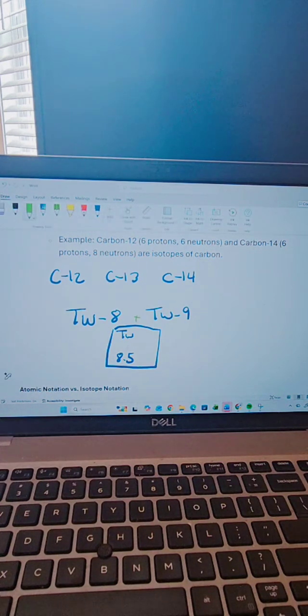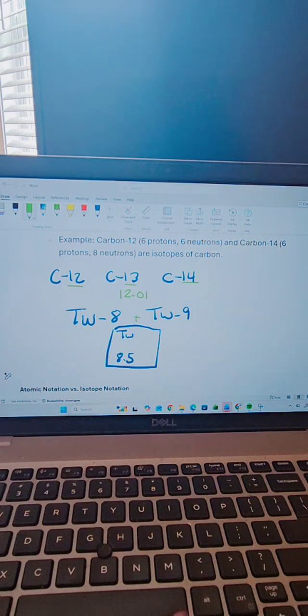So when you add 12 plus 13 plus 14 and divide by 3, you get 13. But remember, the average weight of all three is based on their actual weights, not just these whole numbers. So on your periodic table, the average weight of those three isotopes is 12.01.